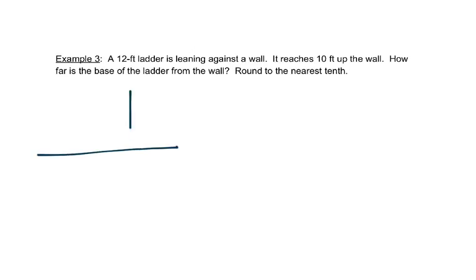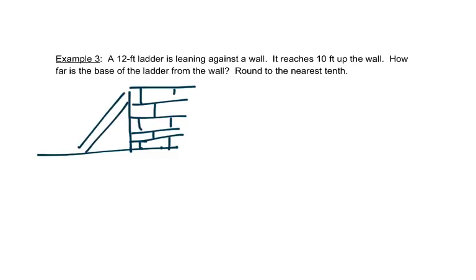So let's draw a picture. Here we have our building, and then we have this ladder leaning up against the building. This ladder is 12 feet, and we know that it reaches 10 feet up the building. We want to know how far it is from the bottom of the building. The other thing we should know is that any building should be built with the right angle to the ground.